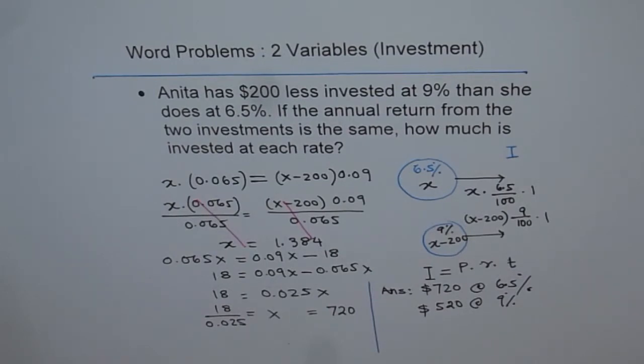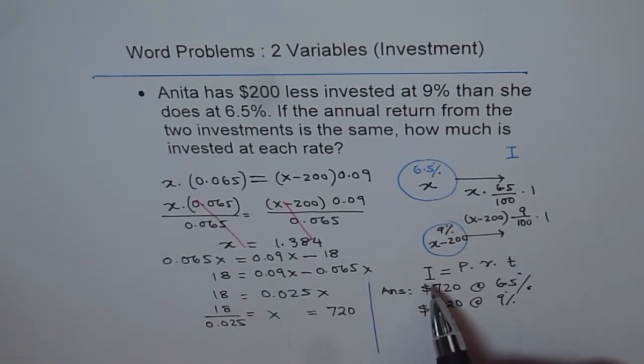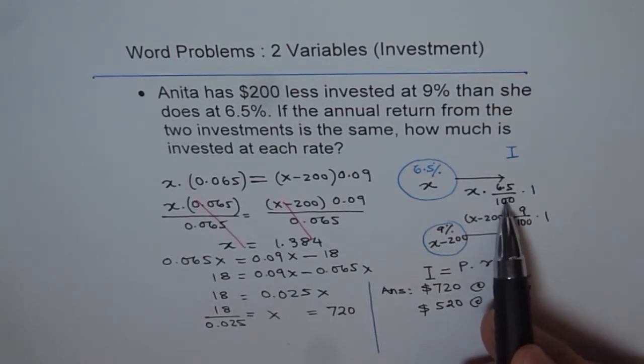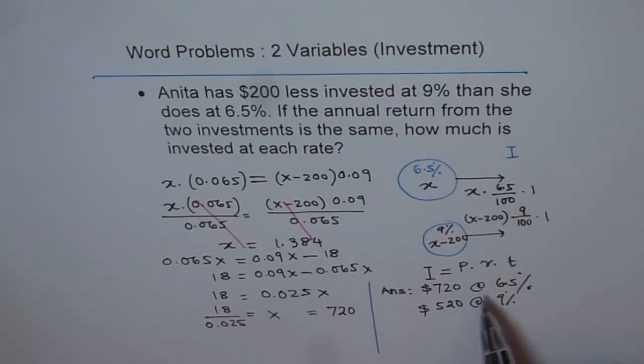I hope by now you have understood this formula: interest is principal times rate times time, and the rate is in percent. 6.5 divided by 100, always convert to decimals and then use it. Then you should get the right answer.